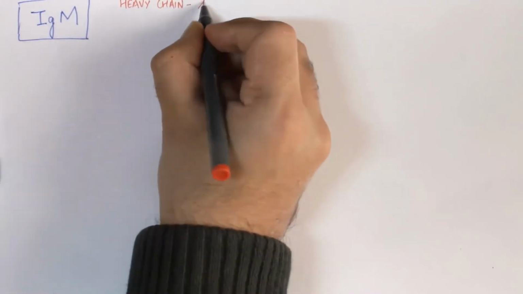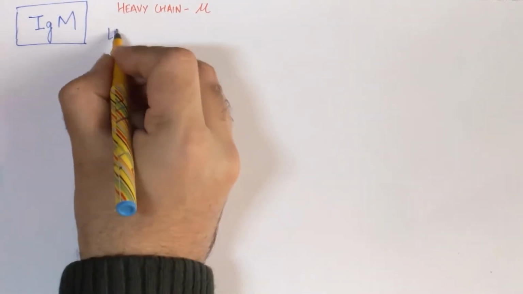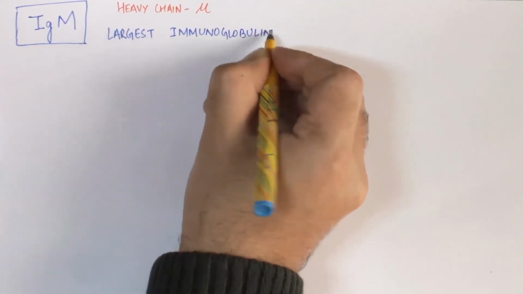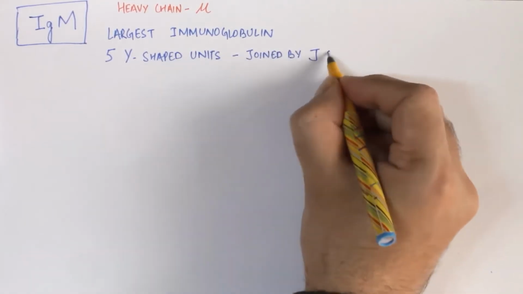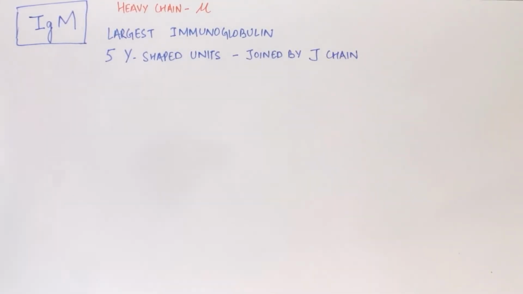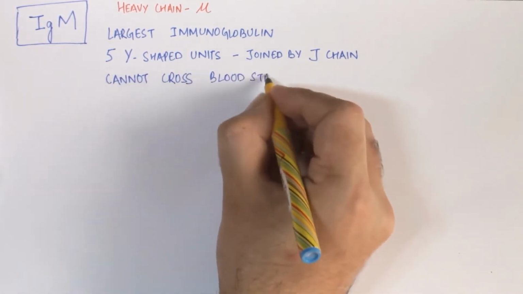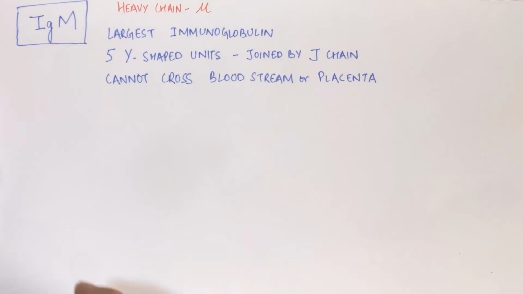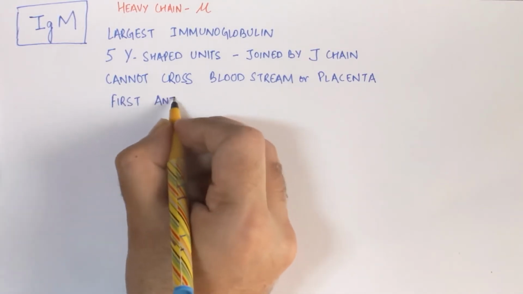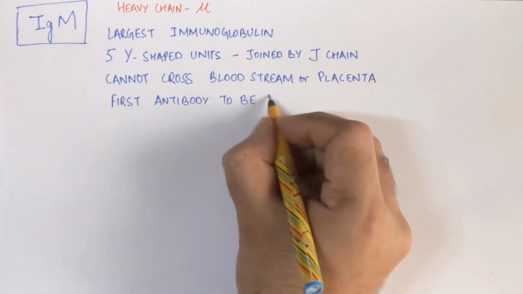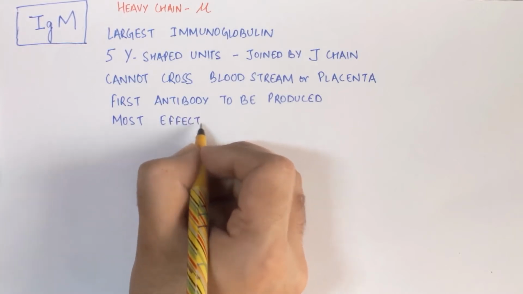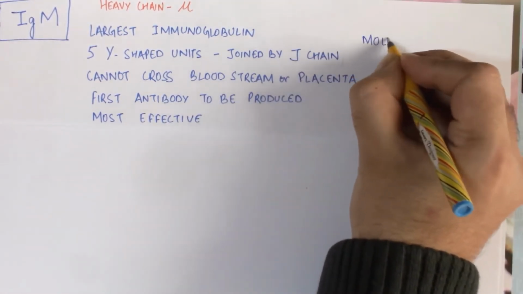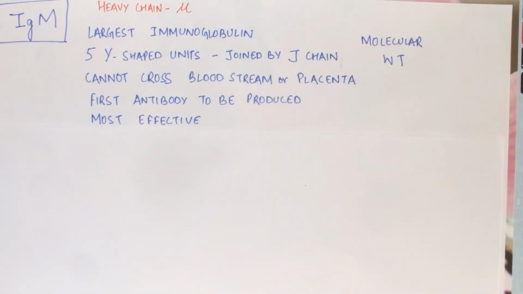Now talking about the IgM, the heavy chain present in the IgM is of the mu type. The IgM is the largest immunoglobulin in humans. It consists of 5 Y-shaped units which are joined together by a J chain. The IgM is a very large antibody and it cannot cross the bloodstream or the placenta. And the IgM is the first antibody which is produced in any foreign antigen invasion of the body. And it is also the most efficient type of the antibody against antigens. The molecular weight of the IgM is 900,000.